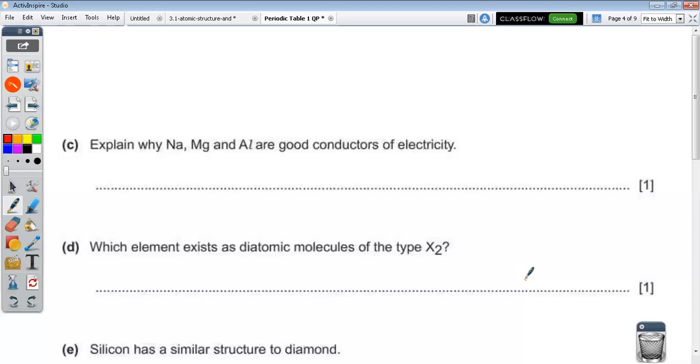Isn't it because they have strong metallic bonding? Not really. I get you, but strong metallic bonding or force of attraction is to do with the boiling point, when you're trying to break it. But we're talking here of conduction of electricity. So why are they good conductors of electricity?